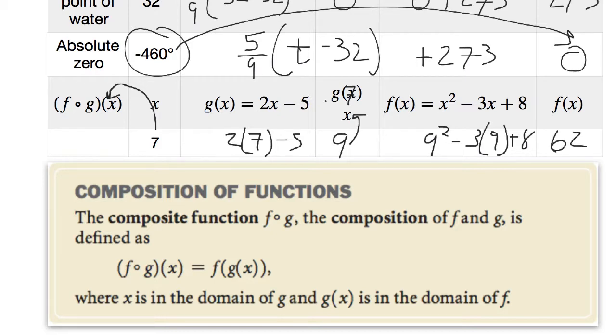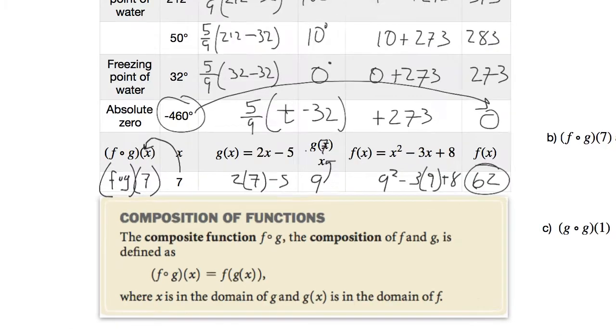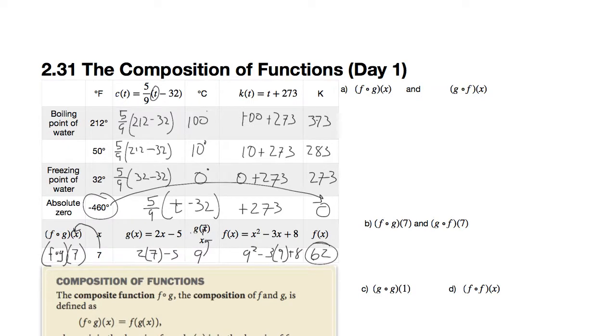So the composition of functions, what I've really evaluated here is f composed with g of 7. And the answer is 62. What does that look like with just variables?